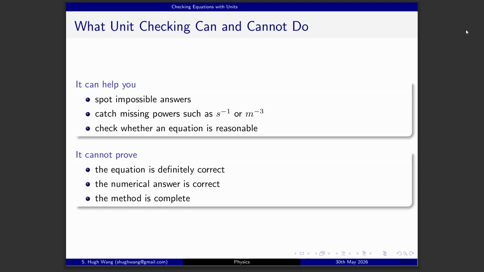However, unit checking cannot prove that an equation is definitely correct. It also cannot prove that your numerical answer is correct, or that your method is complete. So use unit checking as a quick and powerful test, but do not treat it as a full proof.